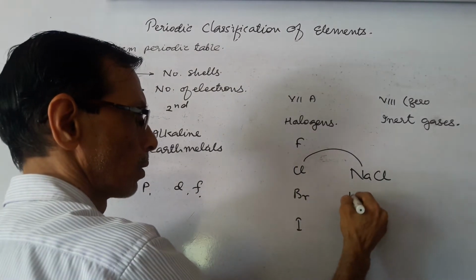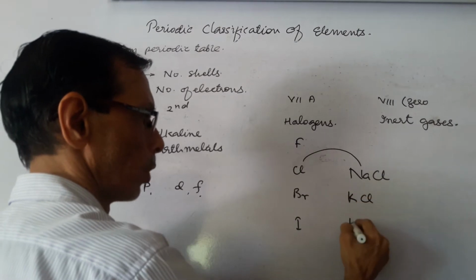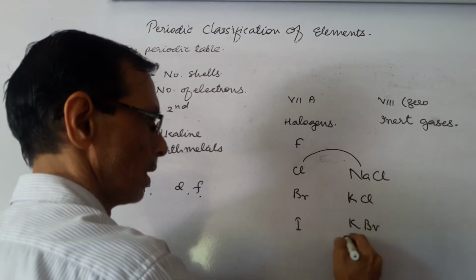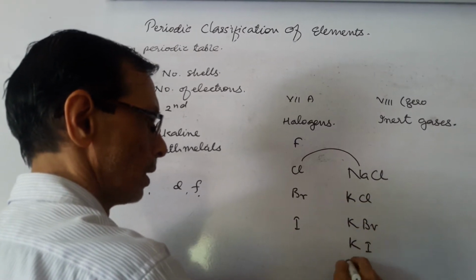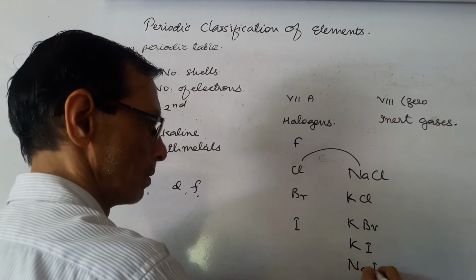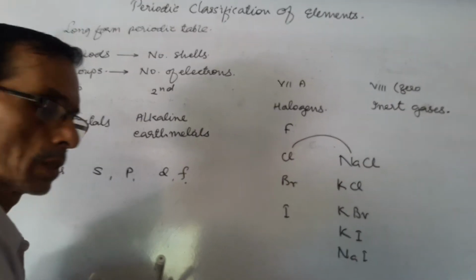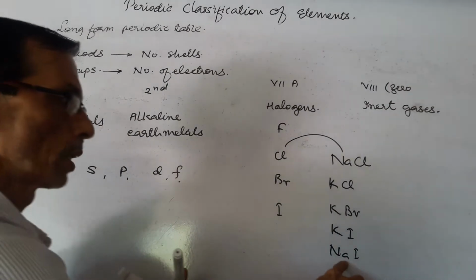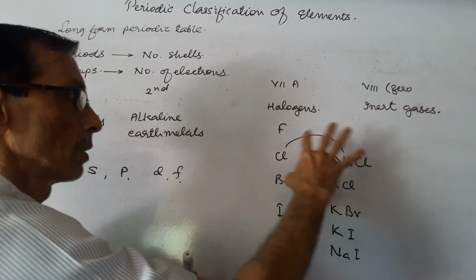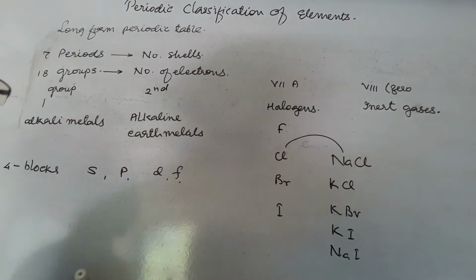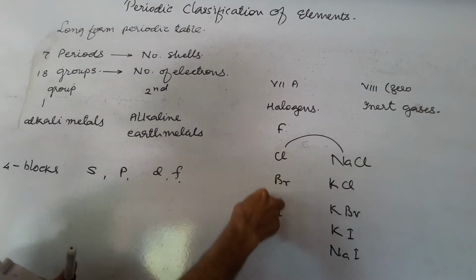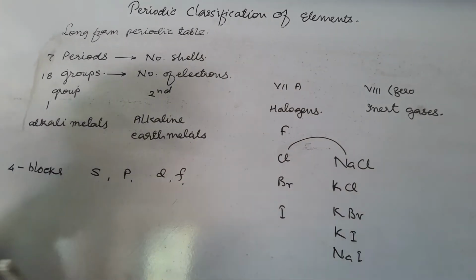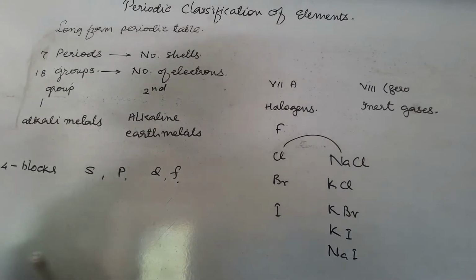For example, potassium chloride, potassium bromide, potassium iodide, sodium iodide. We know sodium iodide is a very important salt for the body. So all these salts are prepared by these non-metals, chlorine, bromine and iodine, which combine with metals, and that's why they are called halogens.